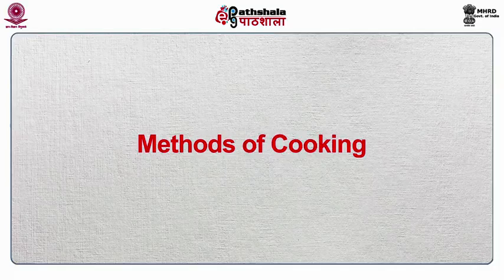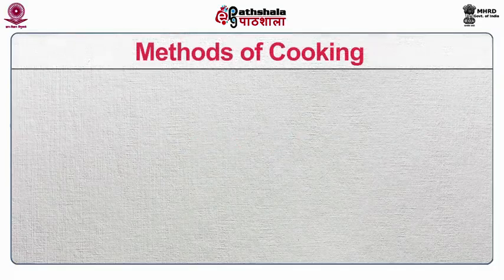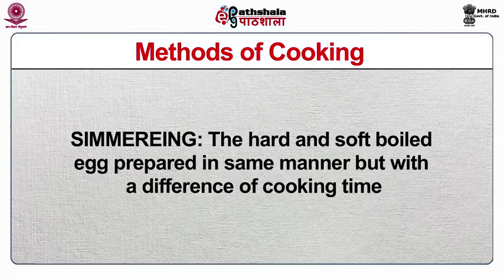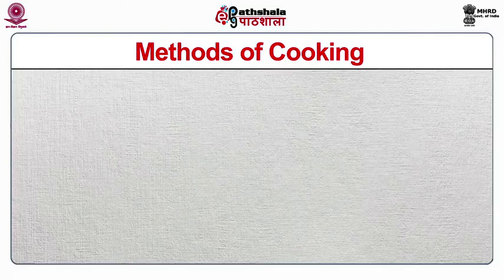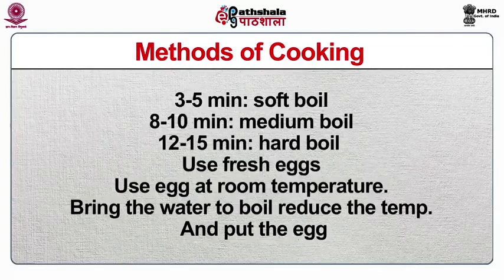Methods of cooking. First one is simmering. The hard and soft boiled egg are prepared in the same manner but with the difference of cooking time. 3 to 5 minutes soft boil, 8 to 10 minutes medium boil, 12 to 15 minutes hard boil. Use fresh eggs, use egg at room temperature. Bring the water to boil, reduce the temperature and put the egg.